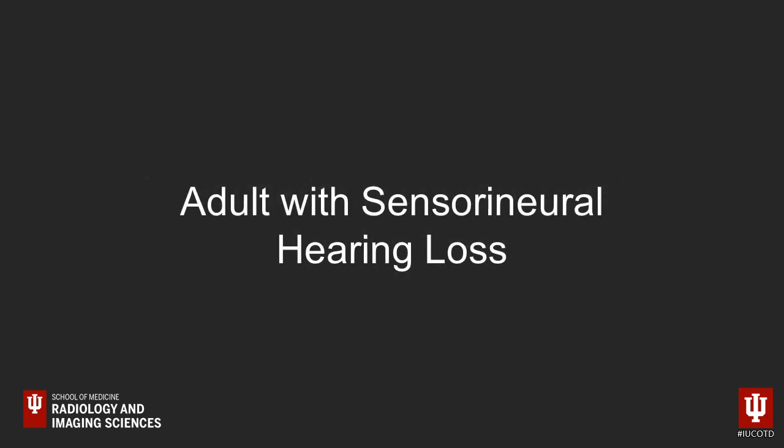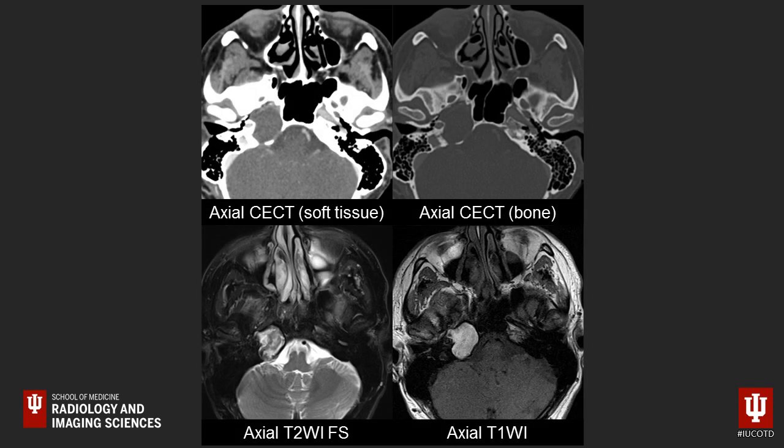Okay, so this is a case of an adult who presented with sensorineural hearing loss. And I have 4 images for you to take a look at. The image on the top left is an axial contrast enhanced CT in soft tissue algorithm reconstruction. The image on the top right is that same axial contrast enhanced CT, but this time we're looking at it in the bone algorithm reconstruction. The image on the bottom left is an axial T2 weighted fat saturated image, and the image on the bottom right is an axial T1 weighted image. So take just a few moments to look at these images, try to piece together what you think is going on.